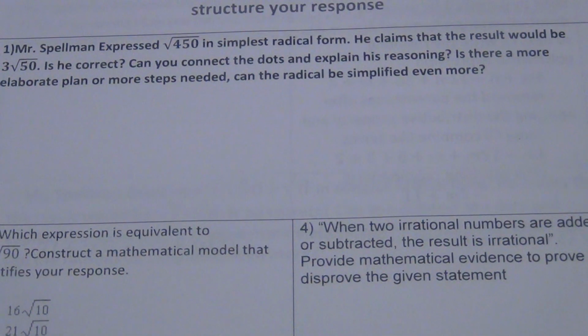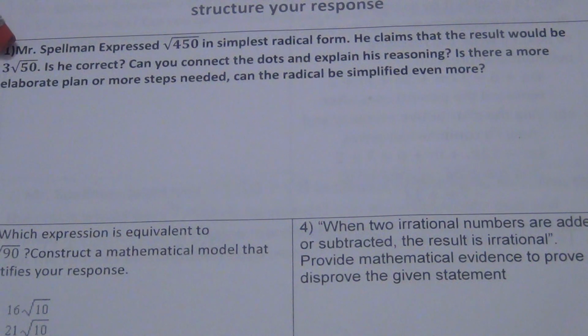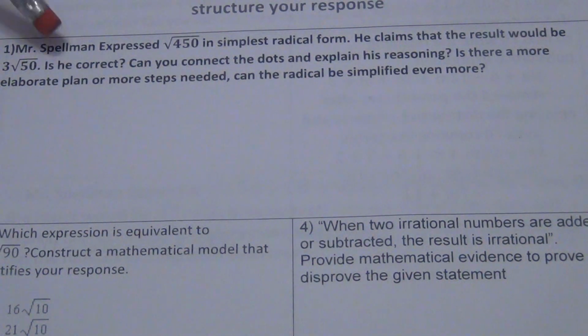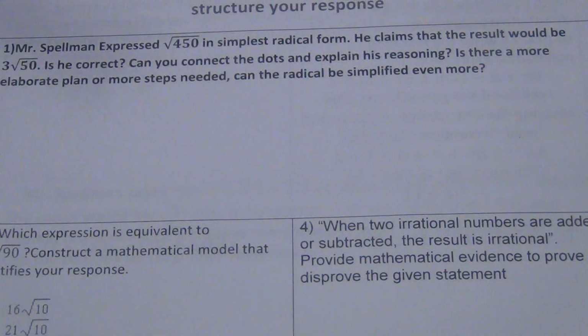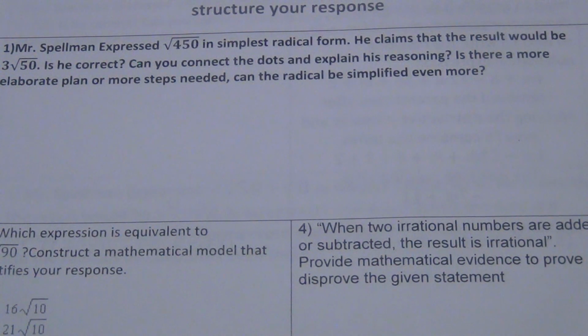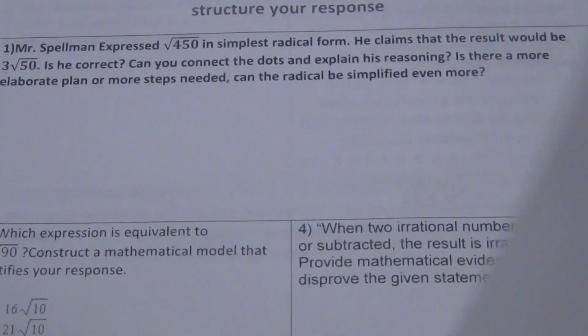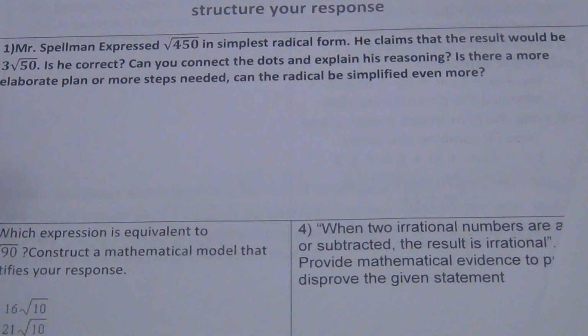All right, so it says, Mr. Spellman expressed radical 450 in simplest radical form. He claims that the result will be 3 radical 50. Okay, is he correct? Can you connect the dots and explain his reasoning? Is there a more elaborate plan or more steps needed? Can the radical be simplified even more? Well, for that, you might want to use a loose leaf or a piece of paper, because you need to work the problem out in order to actually write an elaborated explanation.